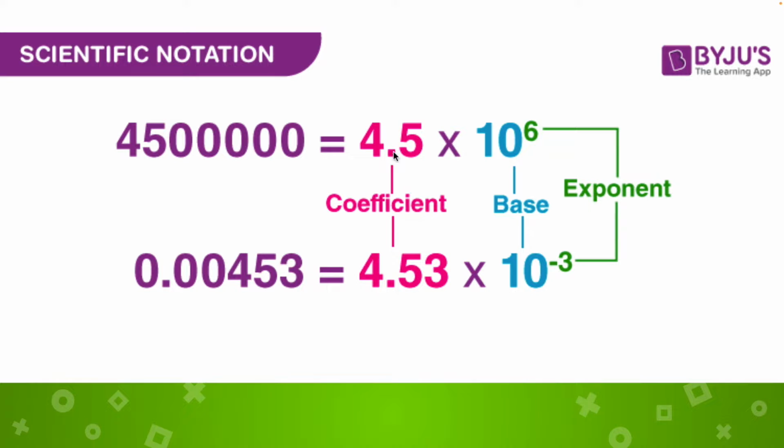We always have it times a base of 10, and the exponent actually tells us is it a big number or a small number. So if it's a positive exponent, it's a large number. If it's a negative exponent, it's a small number. So it tells us it's a decimal or it's not a decimal. Really, that's what the exponent lets us know.